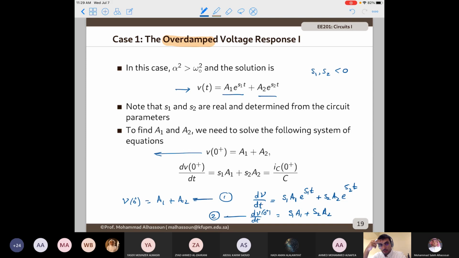So what is dV by dt? V here is the same as the voltage across the capacitor. The current through the capacitor is given by C dV by dt. So dV by dt is the capacitor current divided by the capacitance. So that's why we have this one.